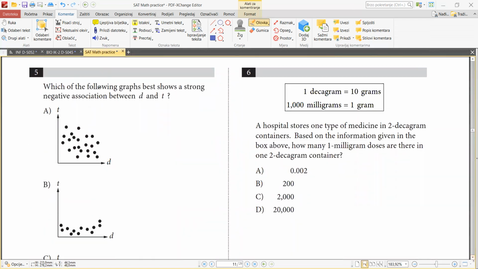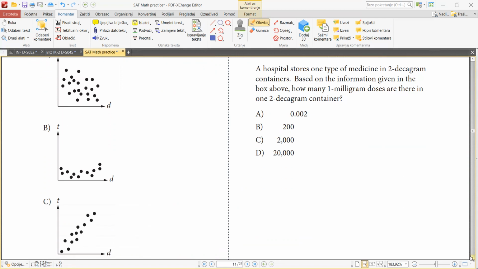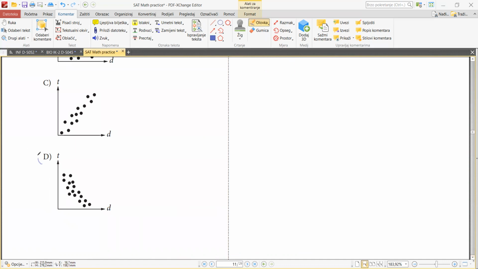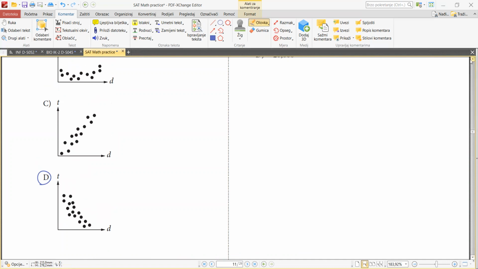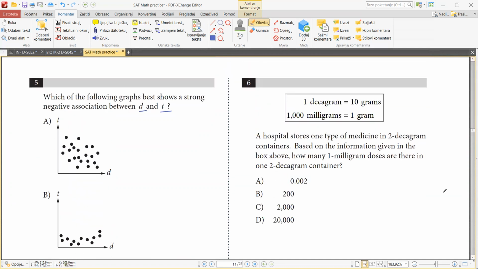Question 5. Which of the following graphs best shows a strong negative association between D and T? So the answer should be D, strong negative. C would be strong positive association between two variables.